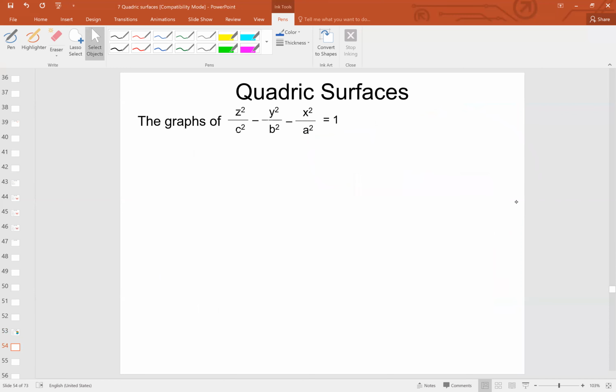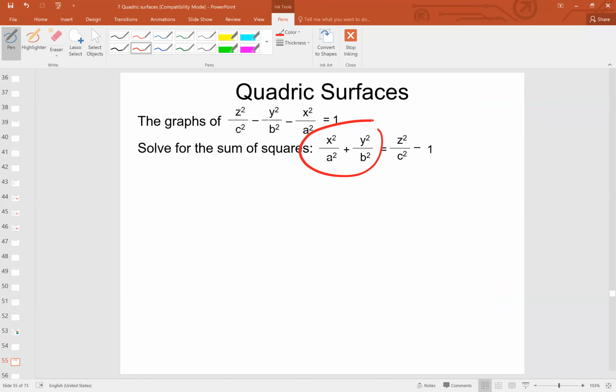Continue. What if I have two negative terms? We arrange them into this fashion and look at it again. We're going to get ellipses. If A and B are the same, then they are circles, and you can treat them the same. But this time, in order for me to get a positive radius, z has to be bigger than or equal to c, so that z squared over c squared minus 1 is bigger than or equal to 0.